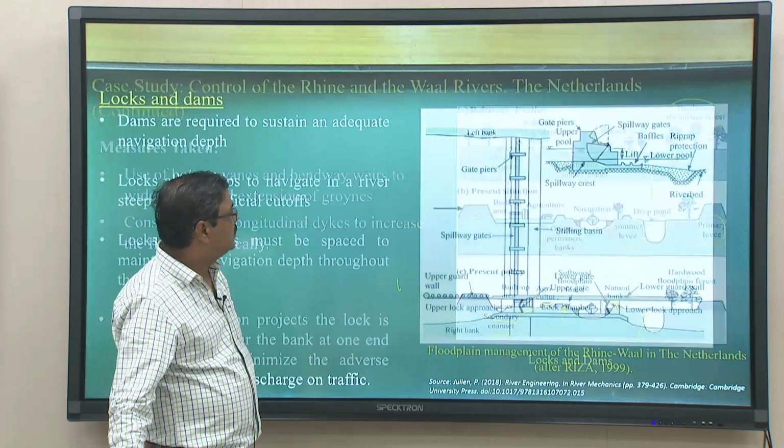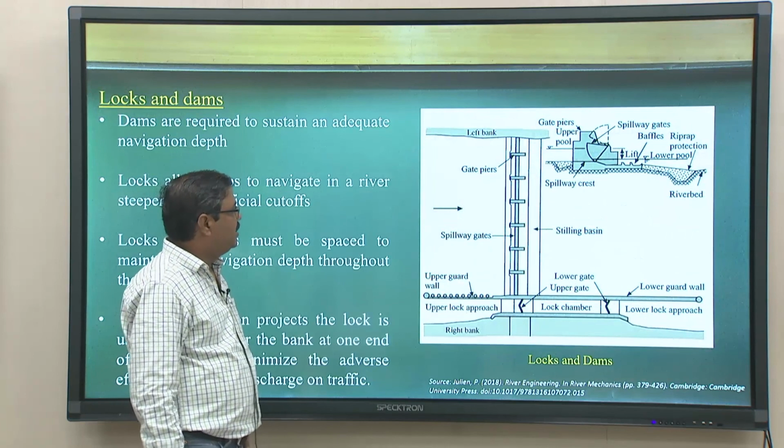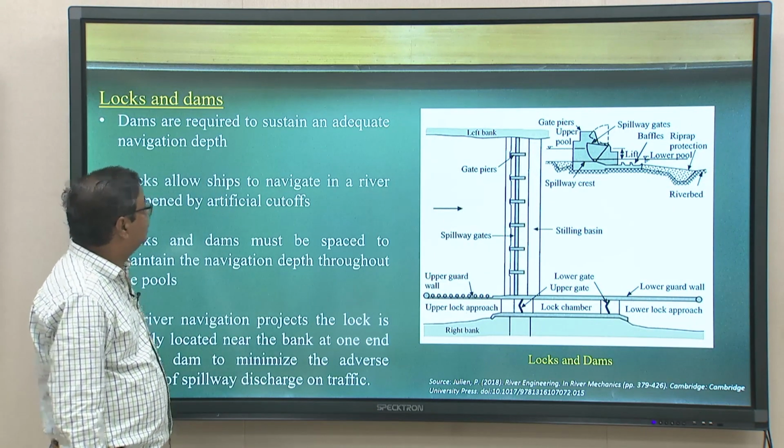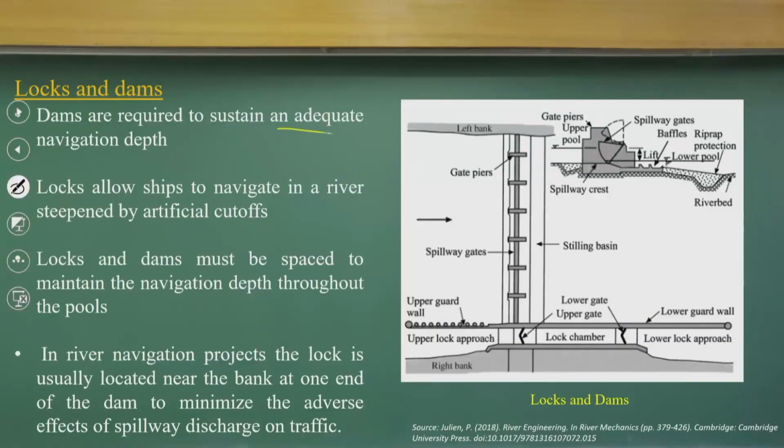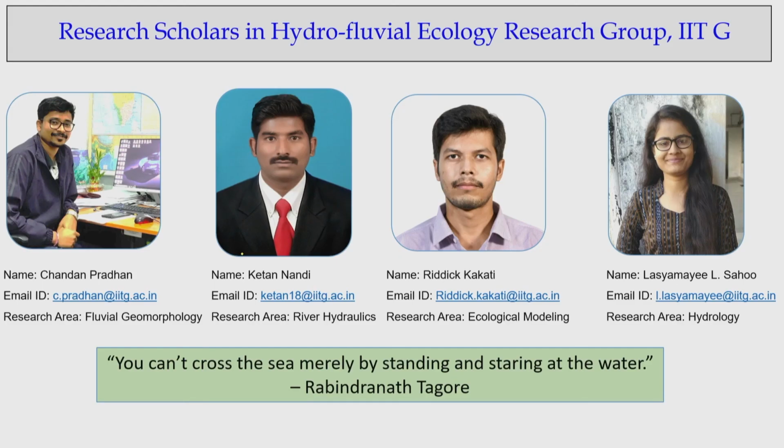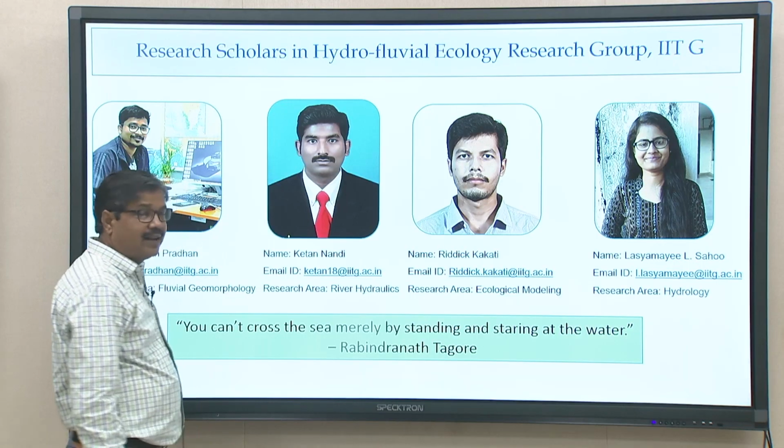Now, look at how we can have locks and dams. Okay. Whenever you have dams, they are required to sustain the appropriate navigable depth, which you need as 9 feet or about 2 meters. Okay. And the locks allow ships to navigate in a river stiffened by artificial cutoffs. We will discuss the other parts in more detail, like locks and dams.